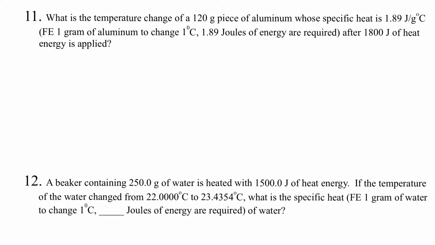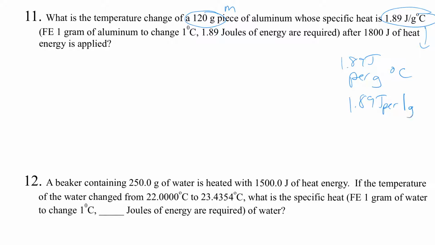All right, so it says, what is the temperature change of 120 grams, so that's my mass, of a piece of aluminum whose specific heat is 1.89 joules per gram degree Celsius. Just want to remind everybody that when we say 1.89 joules per gram degree Celsius, we really mean 1.89 joules per 1 gram 1 degree Celsius. So anything that's underneath, or the denominator here, is always going to be 1. Okay? And so that's what I have written out here.